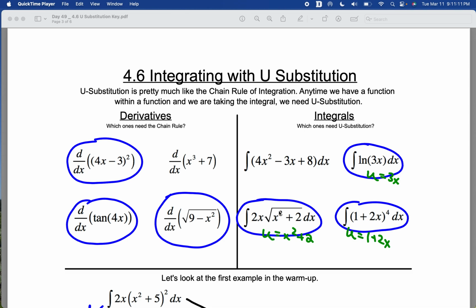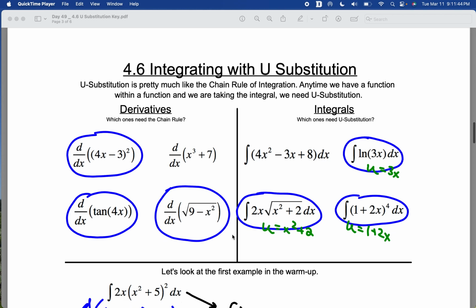Same idea here. This is something other than x inside the square root. So even though we're multiplying here, remember there's no product rule. We're really looking for anything to do with the chain rule, and the inside function is what the u is going to be. So in this case, u would be x squared plus 2. And the same idea here. We have something other than x to a power, so 1 plus 2x would be the u. In order for us to use the U substitution to integrate.